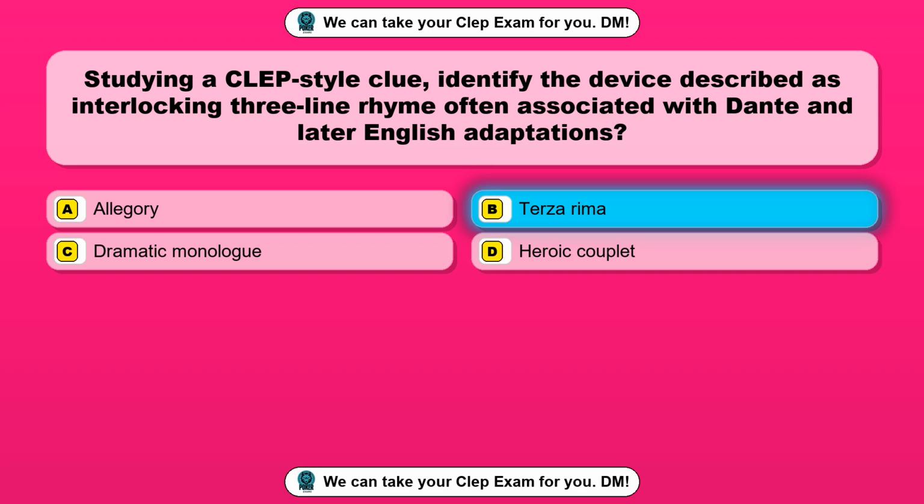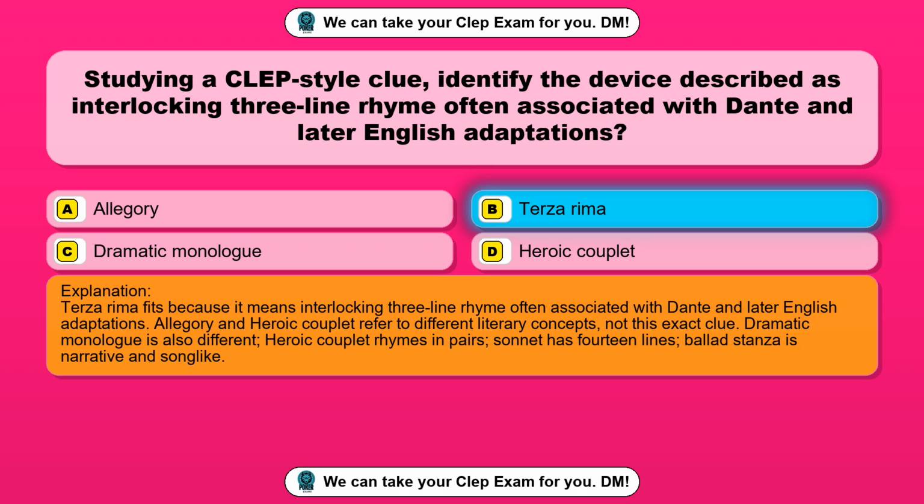Terza rima. Terza rima fits because it means interlocking 3-line rhyme often associated with Dante and later English adaptations. Allegory and heroic couplet refer to different literary concepts, not this exact clue. Dramatic monologue is also different. Heroic couplet rhymes in pairs, sonnet has 14 lines, ballad stanza is narrative and song-like.